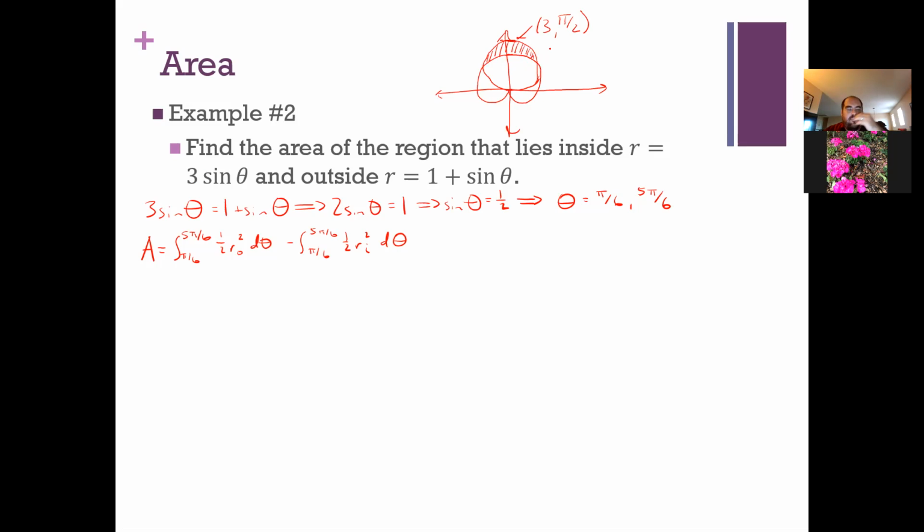So let's say that you didn't have the graph, you can definitely find that out without using it. If we choose a point somewhere on our interval, our interval goes from pi over 6 to 5 pi over 6. So what happens if I choose pi, which is directly in between? Then I get 3 sine of pi equals 0, and 1 plus sine pi equals 1. Pi is not between them. Pi over 2 is.